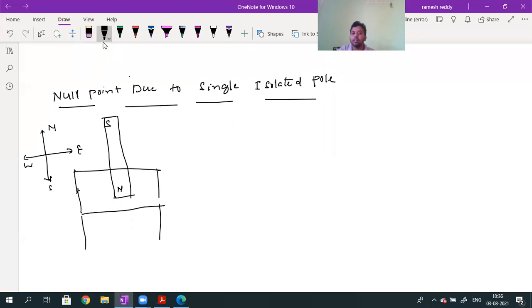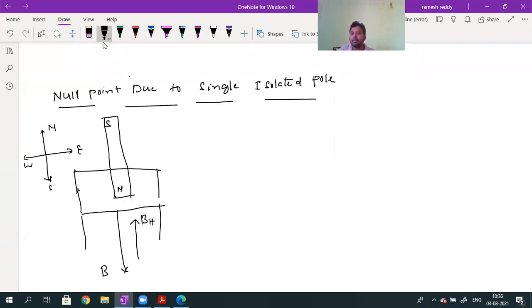Now which pole did I keep on the table? The north pole. The field lines due to the north pole below the table will be outward. So this is the magnetic field due to the bar magnet below the table. Whereas for the earth's magnetic field, the horizontal component is represented by the symbol BH. That horizontal component direction will always be from south to north.